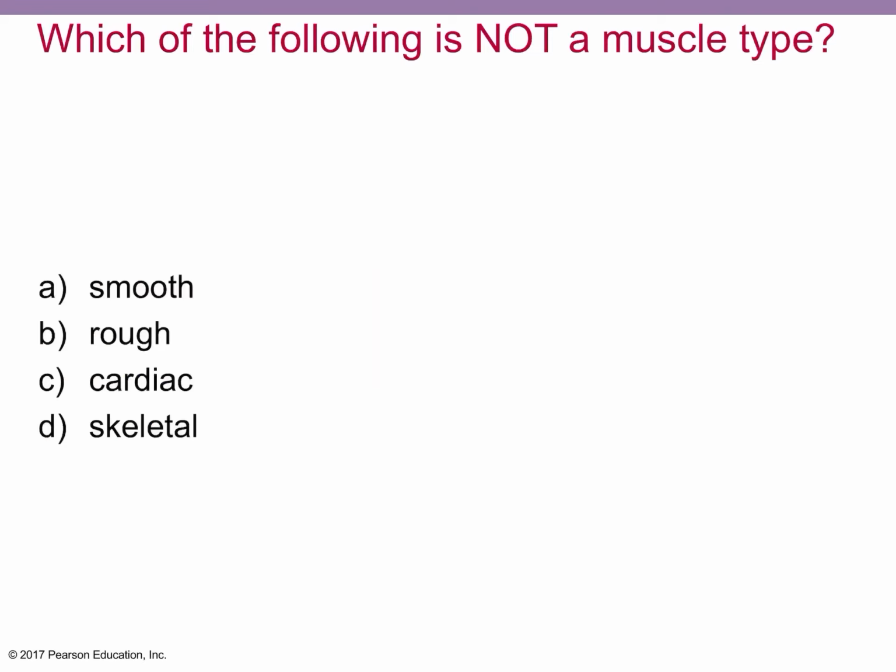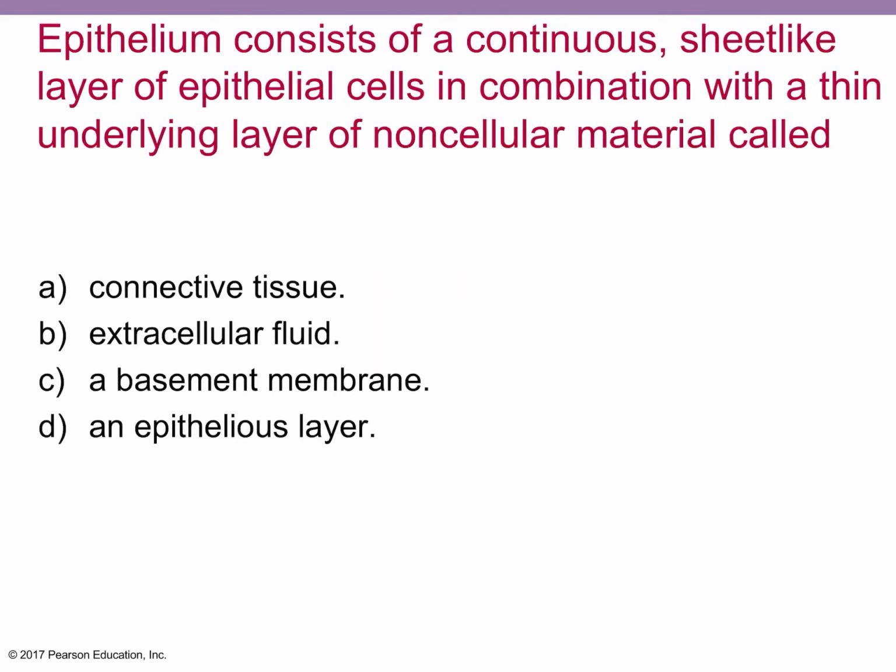All right, so let's answer this question: which of the following is not a muscle type? When you see a question like this, you can always pause the video and think about it, but I will tell you the answer. Smooth, cardiac, and skeletal are muscle types, but rough is not a muscle type. Epithelium consists of a continuous sheet-like layer of epithelial cells in combination with a thin underlying layer of non-cellular material called what? This is a review from anatomy. The answer is C, the basement membrane.